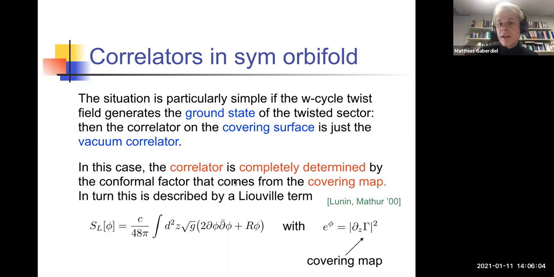That's the structure, that's the idea for how to calculate these correlation functions. You simply work out the covering map, then you work out the conformal factor that's induced by the covering map, and this will tell you what the original correlator was, because you've just used the conformal transformation to map it to a trivial correlator, and all the information about the original correlator is just in the map to the trivial correlator, namely in the covering map. So that's the idea of how one can calculate correlation functions in the symmetric orbifold.